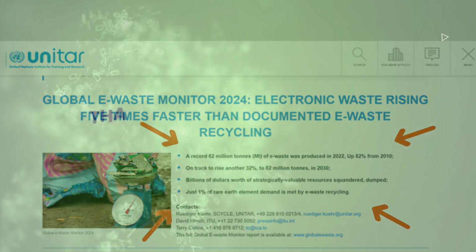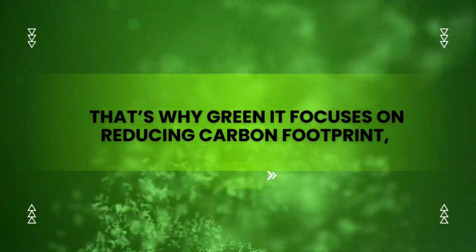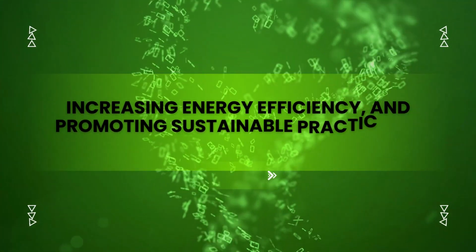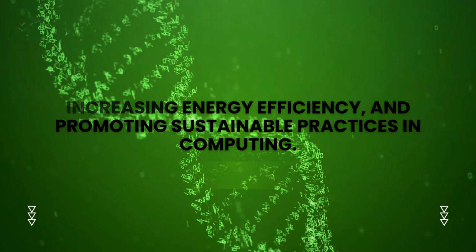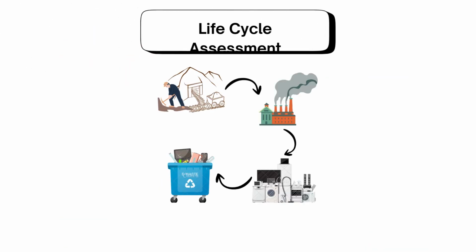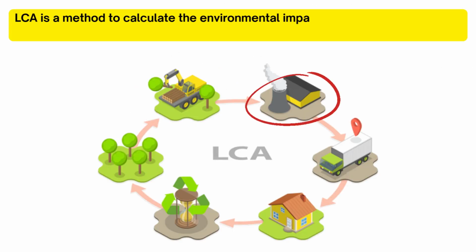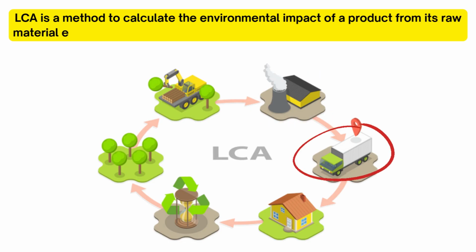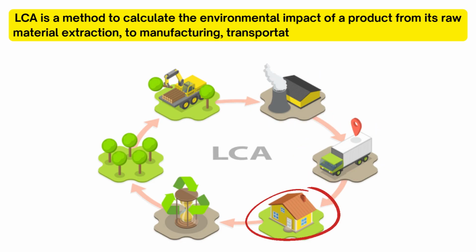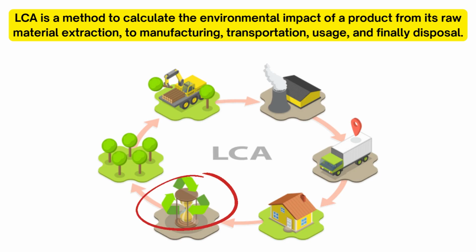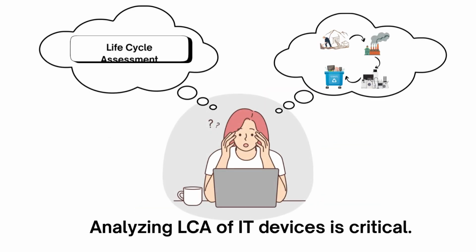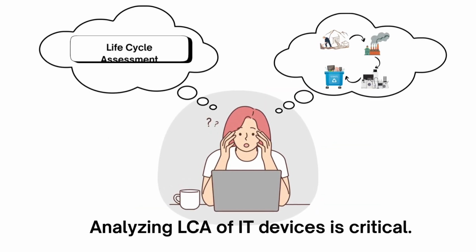That's why Green IT focuses on reducing carbon footprint, increasing energy efficiency, and promoting sustainable practices in computing. To measure all of this scientifically, we use life cycle assessment or LCA. LCA is a method to calculate the environmental impact of a product from its raw material extraction to manufacturing, transportation, usage, and finally disposal. Analyzing LCA of IT devices is critical.